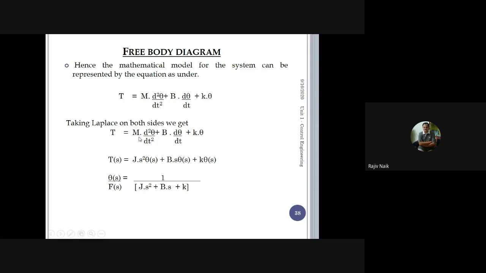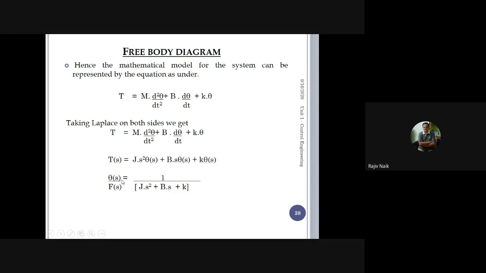Then if you take the Laplace transform, it is J d square theta, not M, so a square term will come. Instead of theta of t, it will be theta of s. Similarly, B into d theta by dt is a first order derivative. So if you take the Laplace transform, it has to be multiplied by s, and theta of t is replaced by theta of s. Similarly, K into theta stays as it is, only theta of t becomes theta of s. Then if you take theta of s common, what remains is Js square plus Bs plus K.